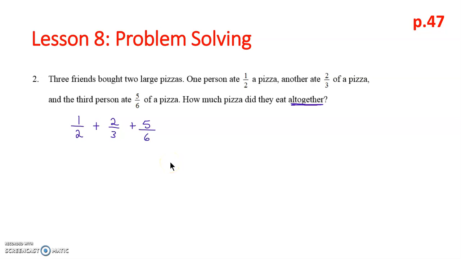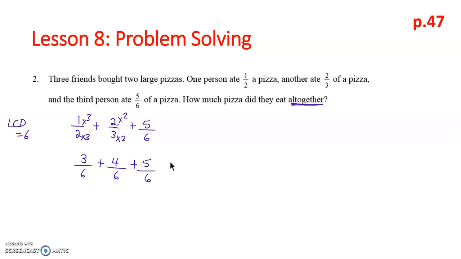Because these fractions are unlike fractions, we need to make them to be like fractions in order to add them. So we need to look for that lowest common multiple or lowest common denominator. The lowest common denominator of 2, 3, and 6 is 6. So we only need to change the first 2 fractions. We're going to multiply the first fraction by 3 and the second fraction by 2. And that will give us 3/6 plus 4 out of 6 plus 5/6.